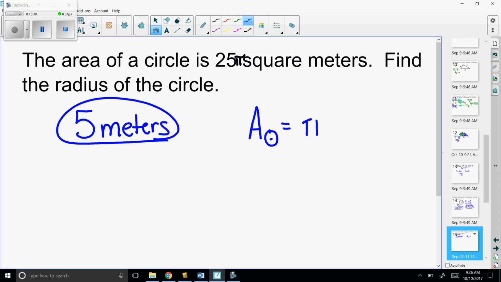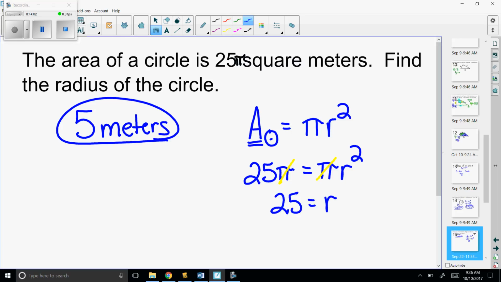Pi r squared. They give you what piece of information? They give you the area. So in place of the area right here, I'm going to replace it with what they give me. That's given information. 25 pi is equal to pi r squared. Pi is on both sides, so I can get rid of it. And it would be a division process, divide both sides by pi. But you get 25 is equal to the radius squared.